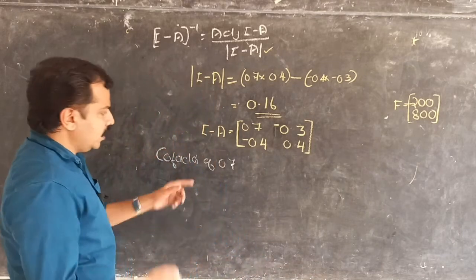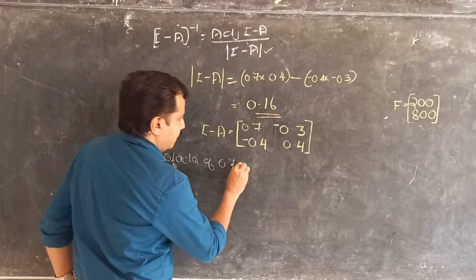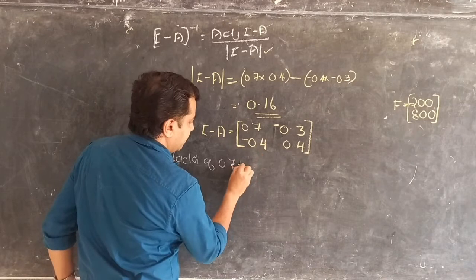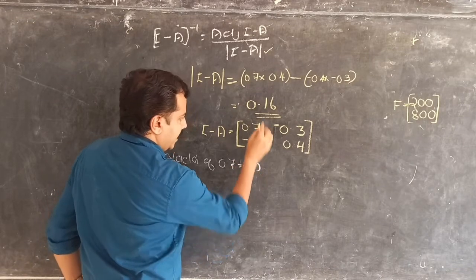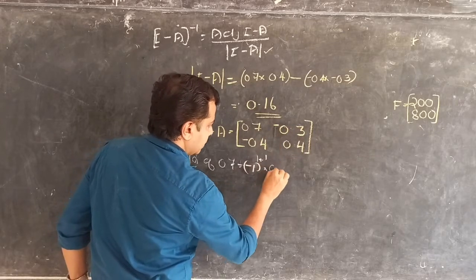See here. So the cofactor of 0.7 will be equal to minus 1 raised to the power 1 plus 1. So this is gone, and what we have is 0.4.